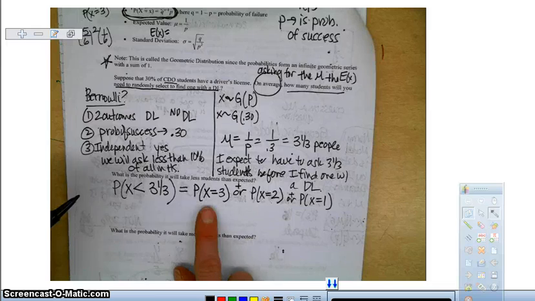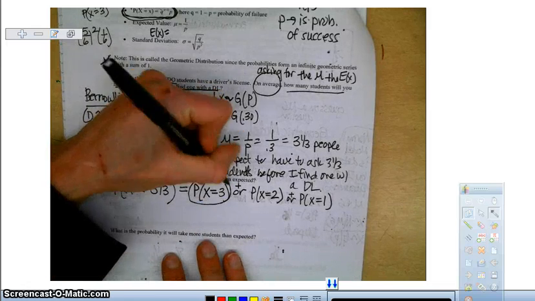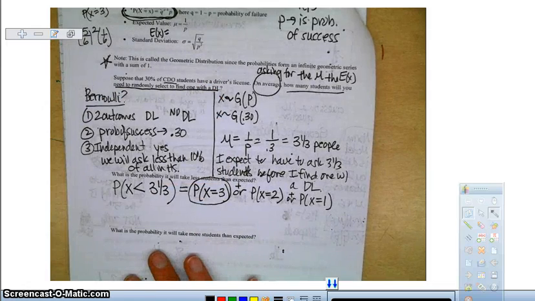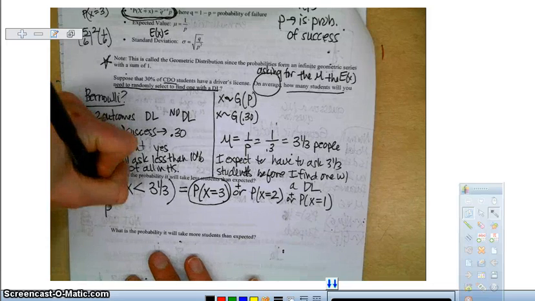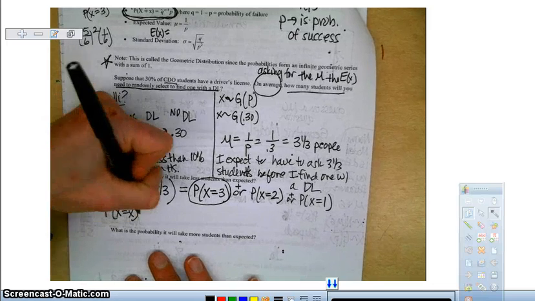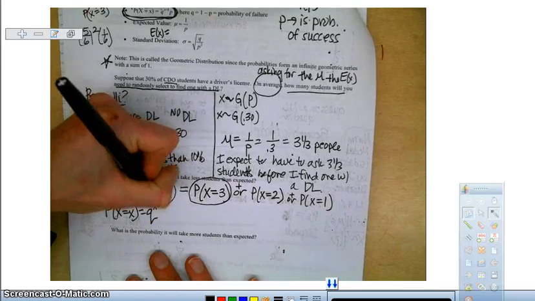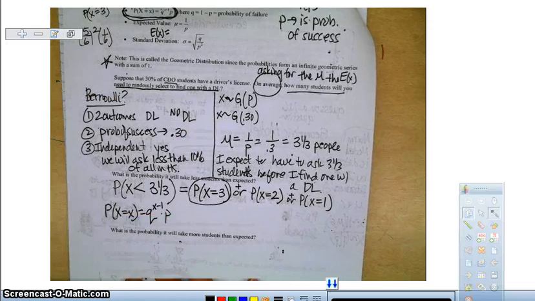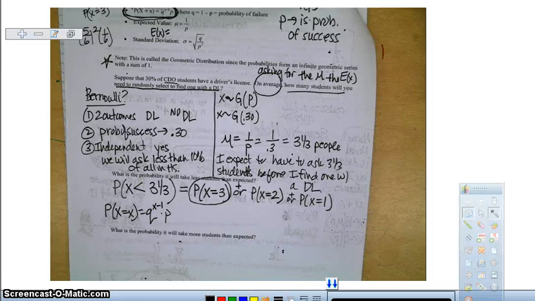So now I have to calculate what's the probability that I had to ask exactly 3 people. So here's my formula. The probability that X equals x is equal to q to the x minus 1 power times p. That's the formula from up above.